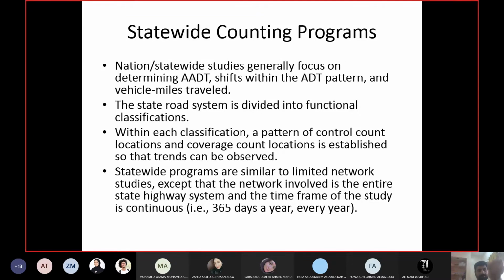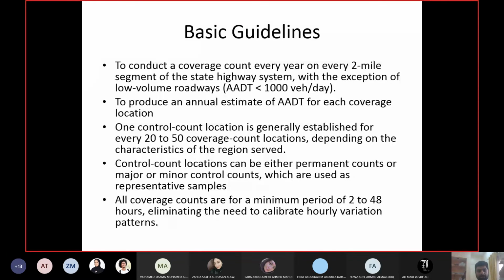Then when you are selecting the control and coverage count locations, you have to follow these guidelines. First of all, you have a coverage count location at every 2 mile segment, or 3 kilometers segment. So after every 2 miles or 3 kilometers, you should have a coverage count location, except for low volume roads. If you have a low volume road, then you do not need to make any counting location on that road. What do we call a low volume road? A road which has AADT of less than 1,000 vehicles per day.